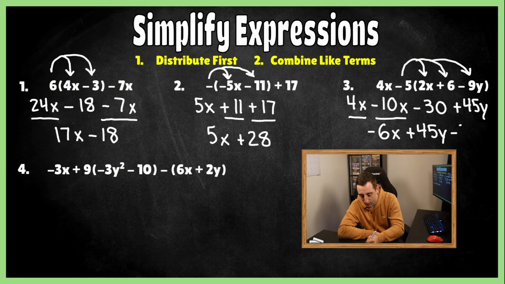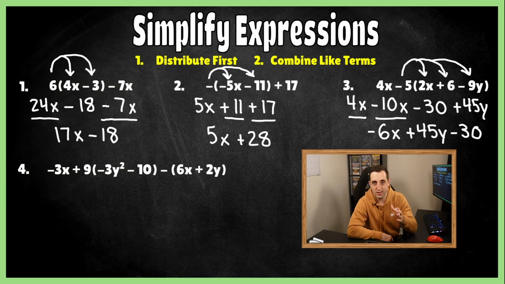And then I always tack on the constant at the very end, which is going to be minus 30. You're always going to see your final answer typically in alphabetical order. So I like to put the x first, the y second, and then any constant that doesn't have a variable at all at the very end. And that's going to be our final simplified expression for number 3.